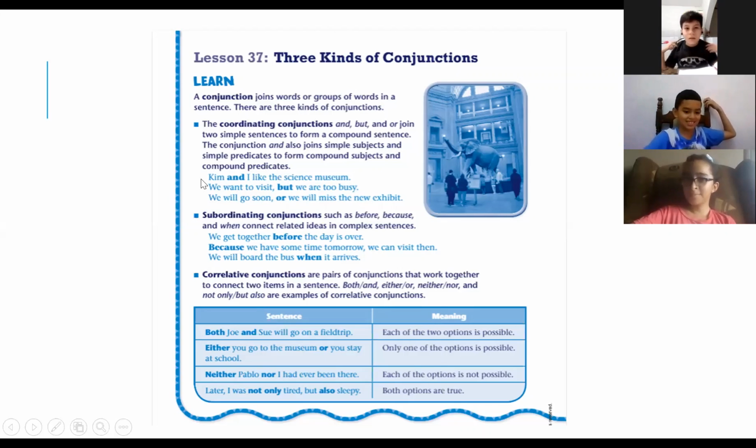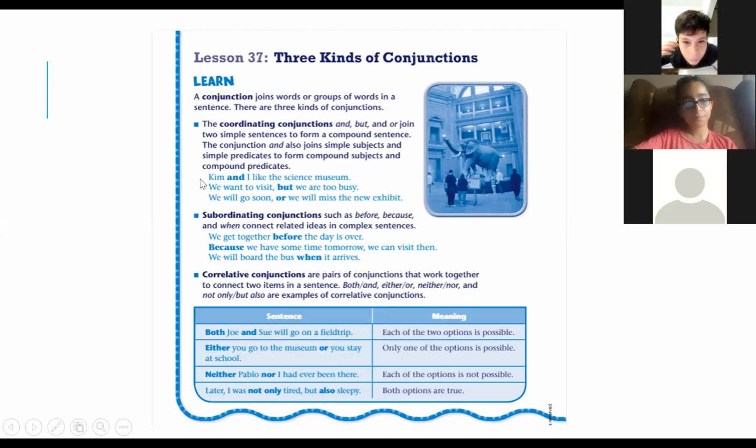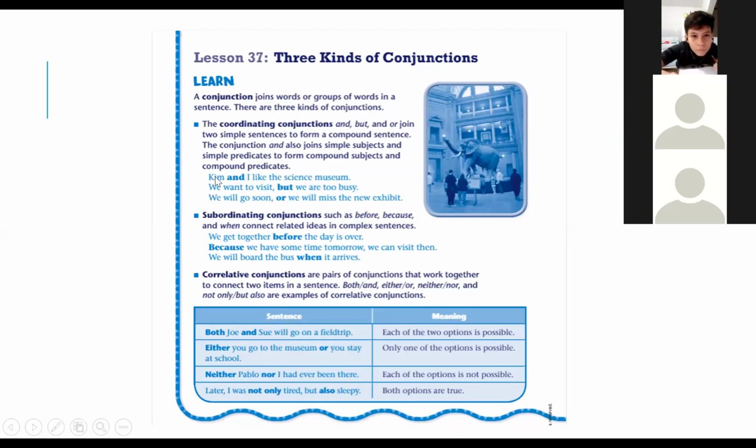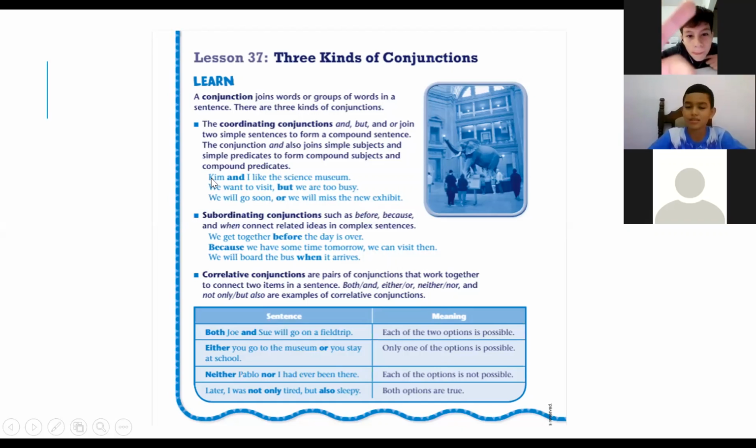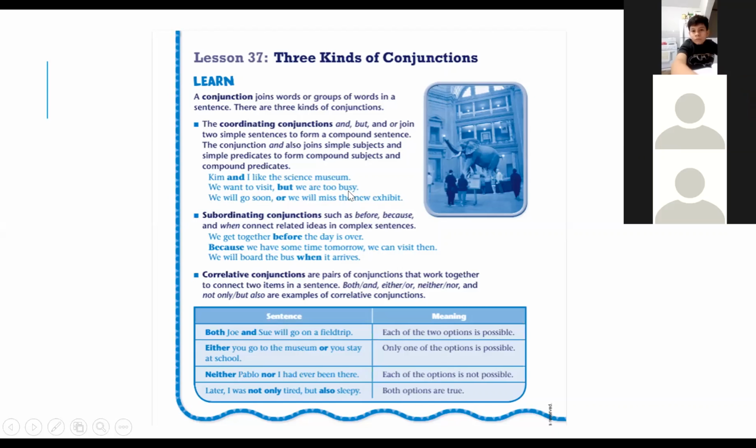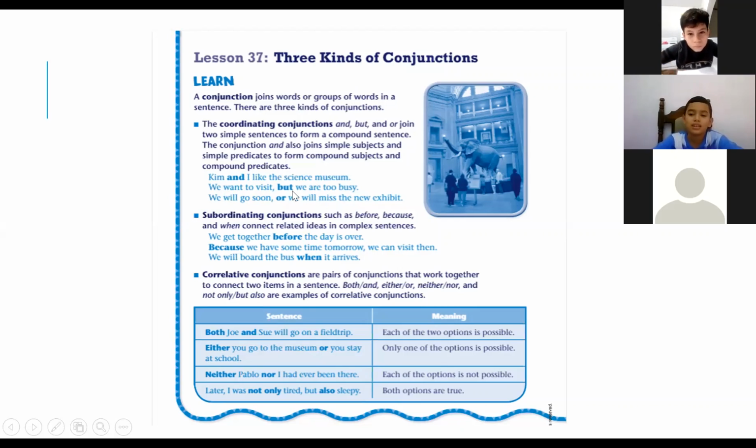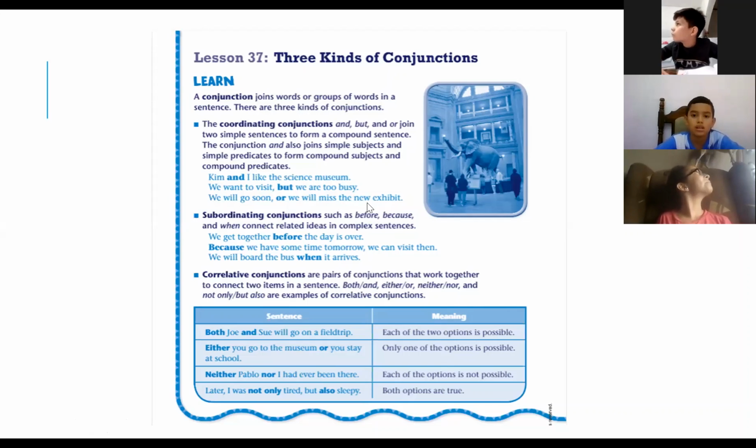Here we have the first example, a conjunction joining simple subjects, okay? The simple subjects are Kim and I. So we have: Kim and I like the Science Museum. So here it is joining 2 simple subjects. The second one we have: We want to visit, but we are too busy. Here we are joining 2 sentences. We will go soon, or we will miss the new exhibit, okay?